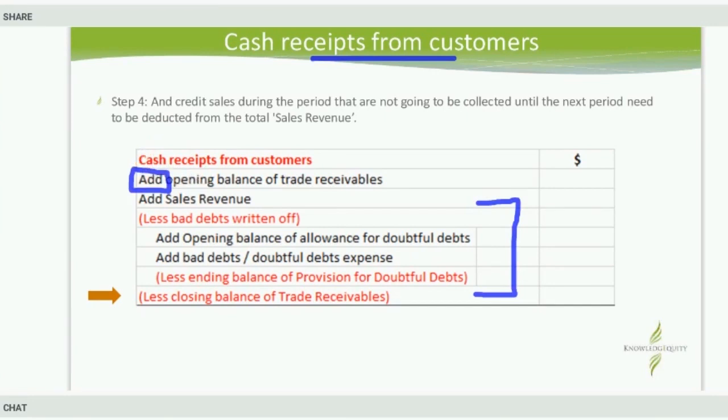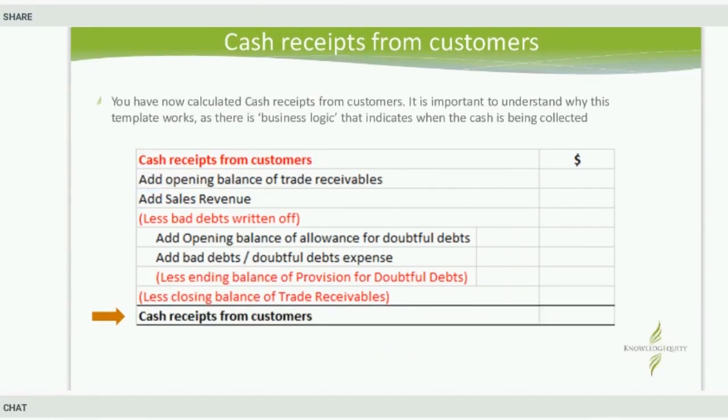The logic is we add the opening balance because I'm going to collect that, and we subtract the closing balance because I haven't got that cash yet. And that is how you build cash receipts from customers. So that's the very first step.